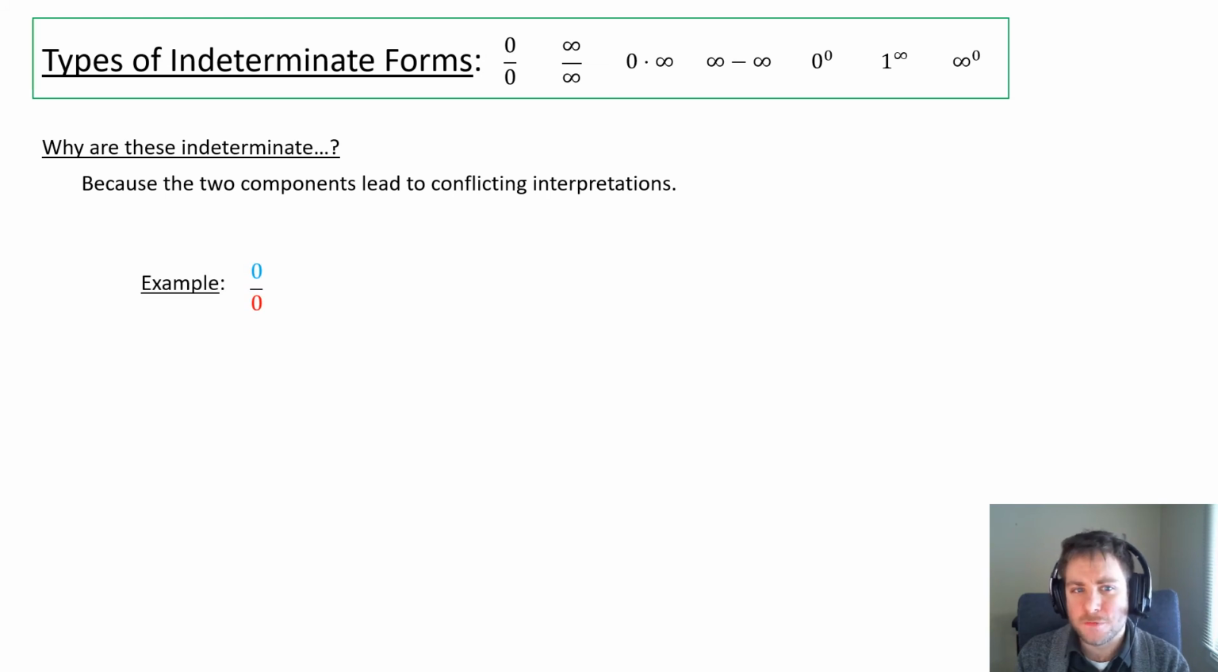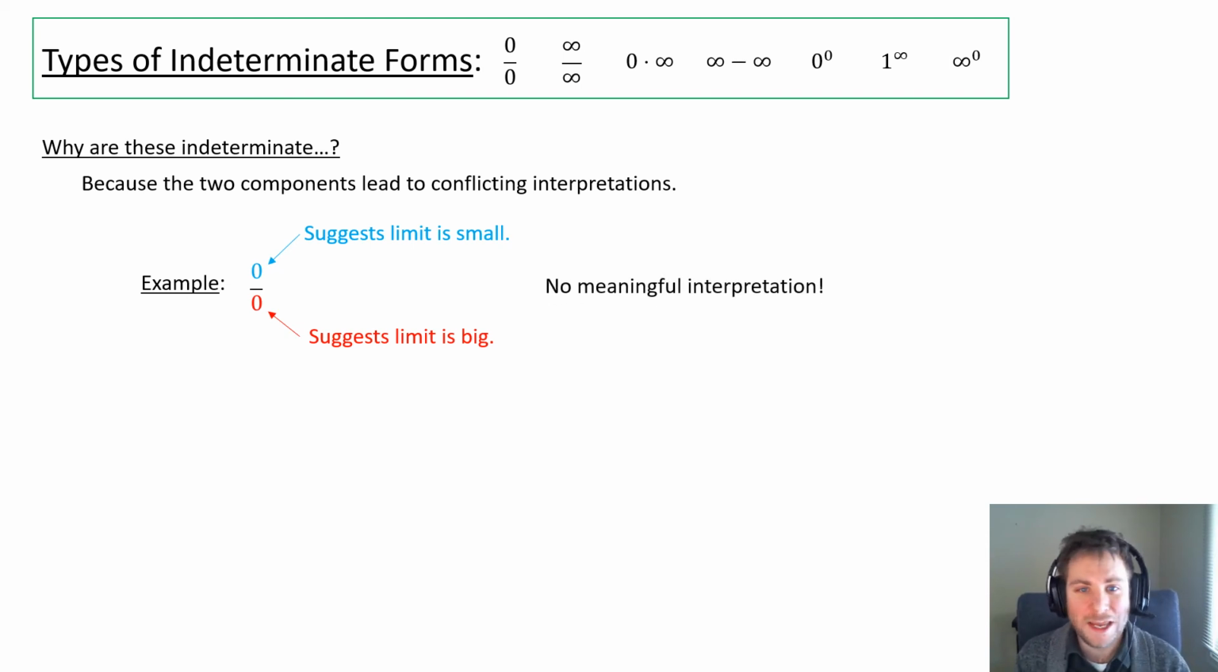Consider the 0 over 0 form, for example. We have two components, a 0 in the numerator and a 0 in the denominator. The 0 in the numerator suggests that the value of the limit should be small. After all, if we're already close to 0 and then we divide, the result should remain close to 0. On the other hand, if the number we divide by is also close to 0, that suggests we should get a large result. But the limit can't be both small and big. So due to this conflict, we can't make any meaningful interpretation of this.